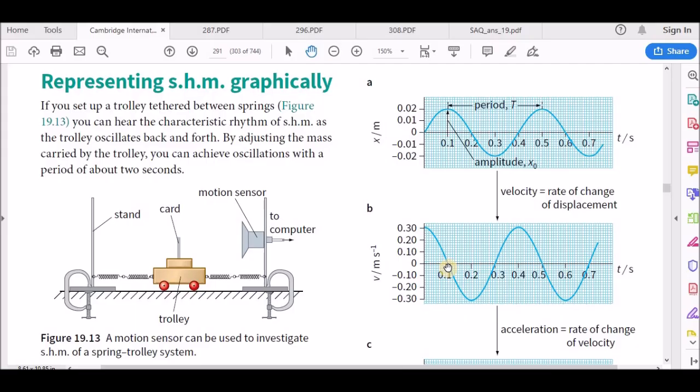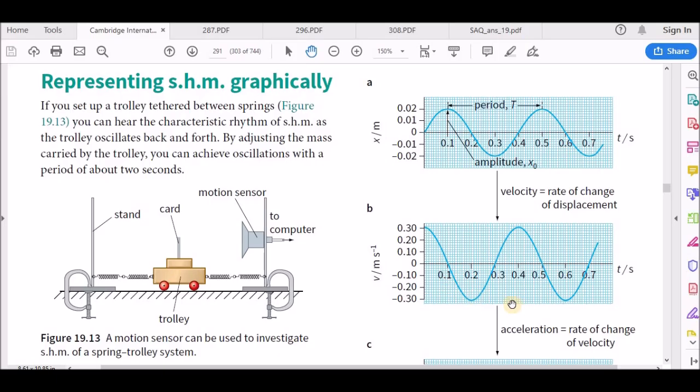So 0, negative and increasing. Can you see the negative value is increasing? The velocity is negative and increasing and becomes maximum. So velocity is 0, it's negative and increasing and becomes maximum.